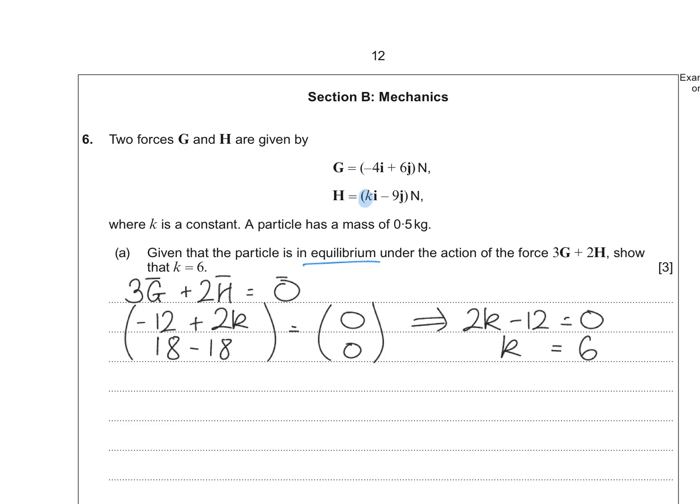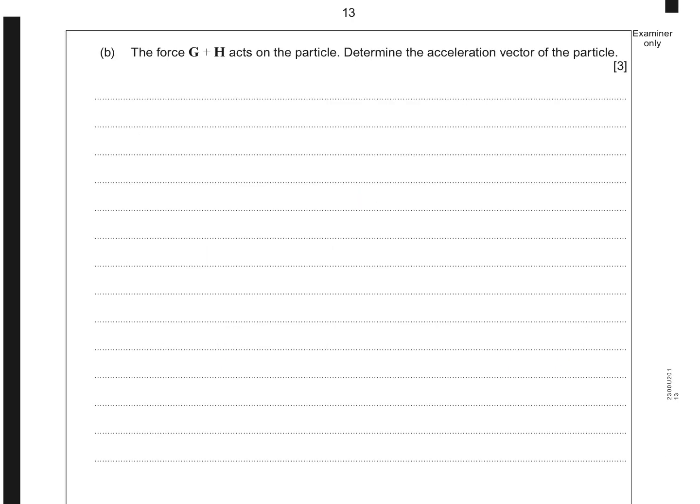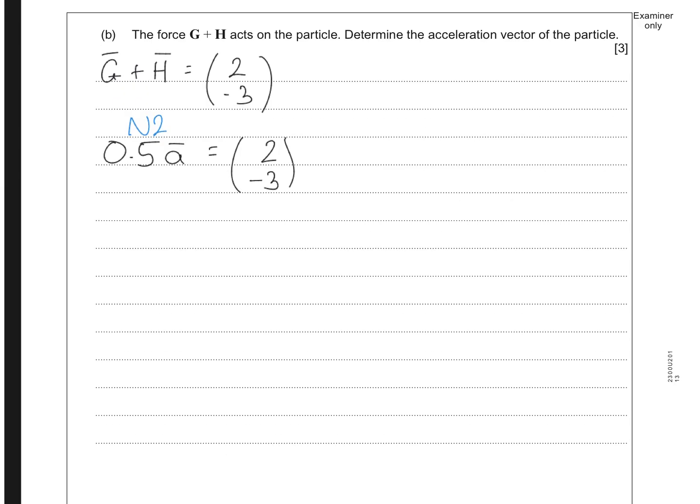Okay, moving on. Now we're going to do what I was trying to do before. Let's figure out the size of the resultant of g and h. I've got minus 4 plus 6, which is 2, and then 6 plus minus 9, which is minus 3. So there is our resultant force. I can now say that the mass of the object, 0.5, times the acceleration vector is equal to this resultant force. This is me using Newton's second law.